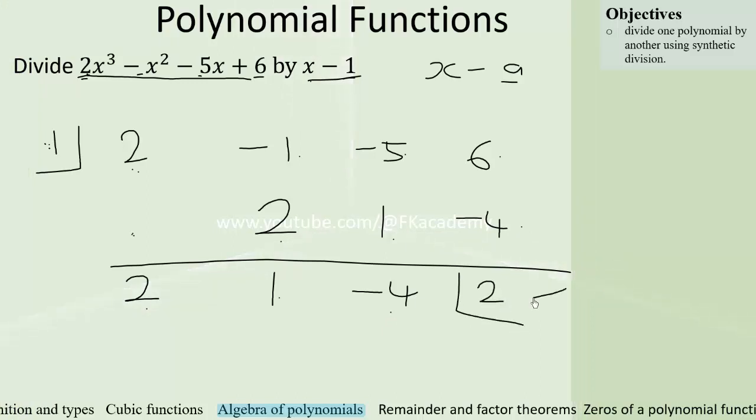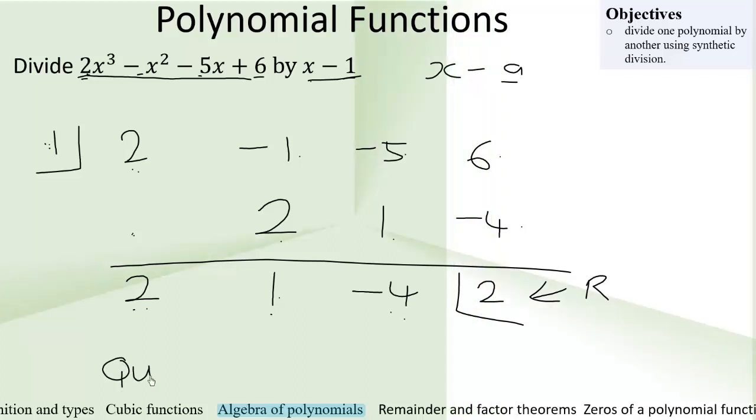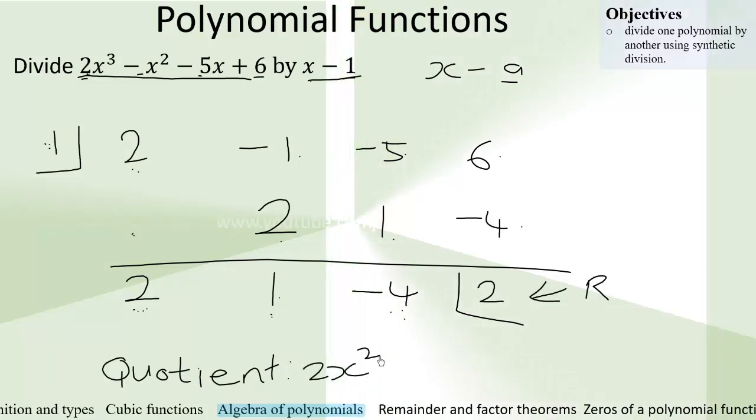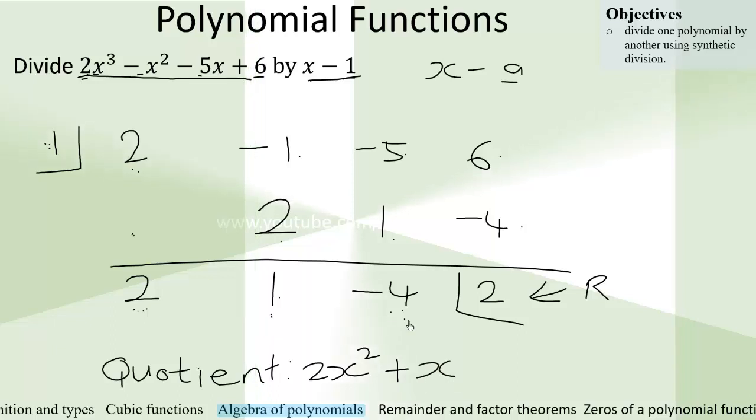So this result here is the remainder. And the result here is the quotient. The resulting numbers here, 2, 1, -4, will give us the coefficients of the quotient. Remember, the degree is reduced by 1, so it is 2x squared plus x minus 4.